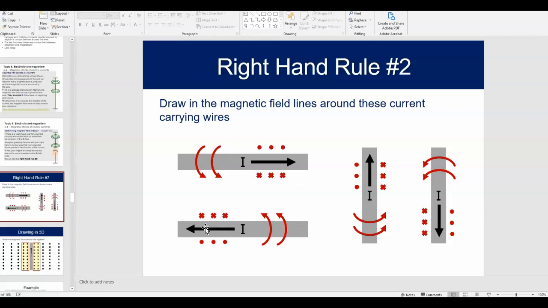Likewise, if the current was going to the left, imagine holding your right hand out in front of you, put your thumb to the left. Your fingers initially go into the page, but if you continue to rotate them around, like you're gripping an imaginary wire, they would eventually come towards you at the bottom of the wire. That's just to indicate in what direction the magnetic field lines encircle the wire. And you can see more examples over here on the right side.